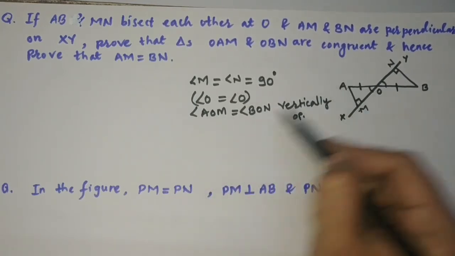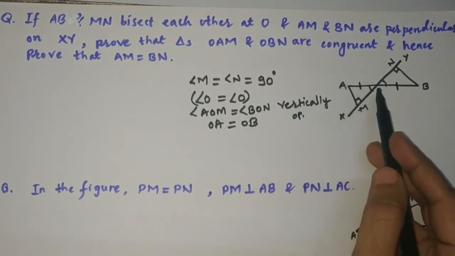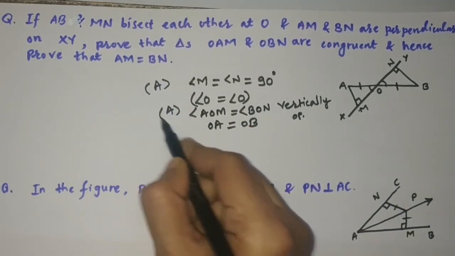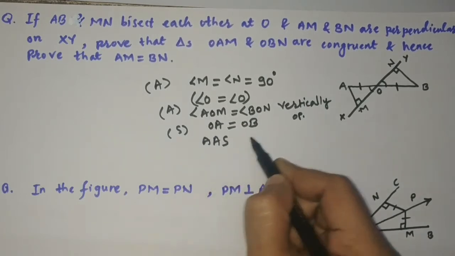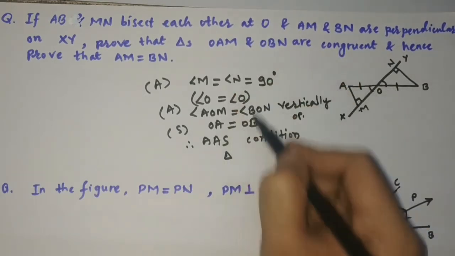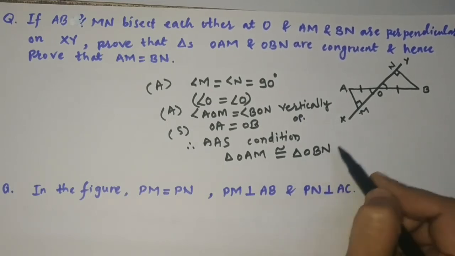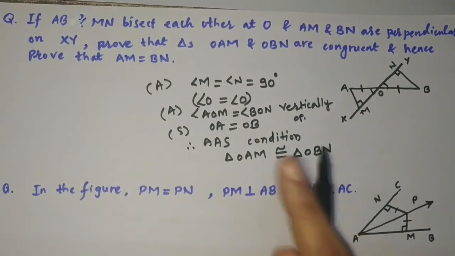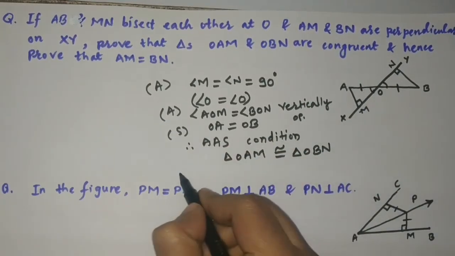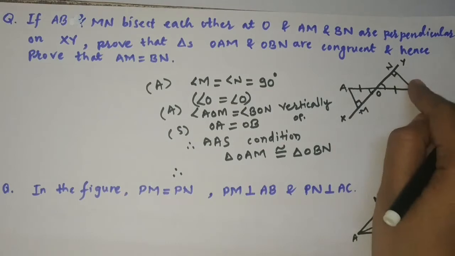And next, OA is equal to OB because they bisect each other. So the line segment is divided here at O. Now by using angle side, by AAS criteria, I can say that these two triangles, triangle OAM is congruent to triangle OBN. Our two triangles are congruent because of the angle side condition, and once the two triangles become congruent, we can write that their remaining parts are also congruent.